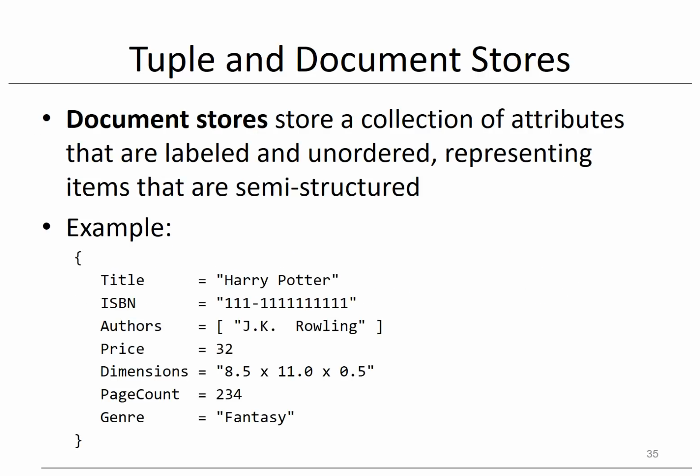Making the jump from a tuple store to a document-based NoSQL database is easily done. Rather than storing a tuple-based structure, unlabeled and ordered, document stores store a collection of attributes, labeled and unordered, representing items that are semi-structured. For instance, a book can be described using a collection of attributes, as you can see here. Just like with key value or tuple stores, no schema needs to be defined over the items in a collection.